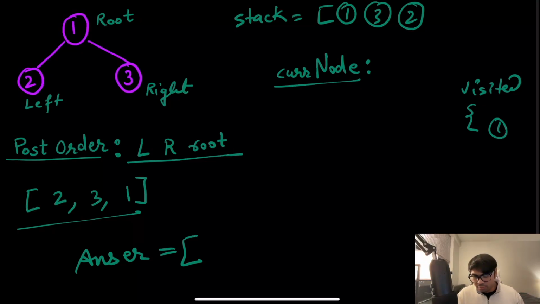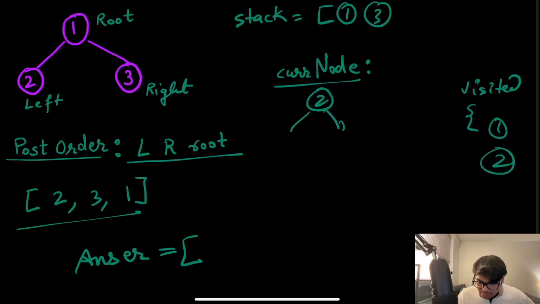Stack is not empty. I'll pop 2, but 2 is not in the visited set. That means we haven't processed it yet. So let's process 2. Let's add it to our visited set, and then process its right and left. Right is none, we're adding none, and left is none, we're adding none. Let's go quickly, and then we're done visiting it once. We'll be visiting it twice, okay?